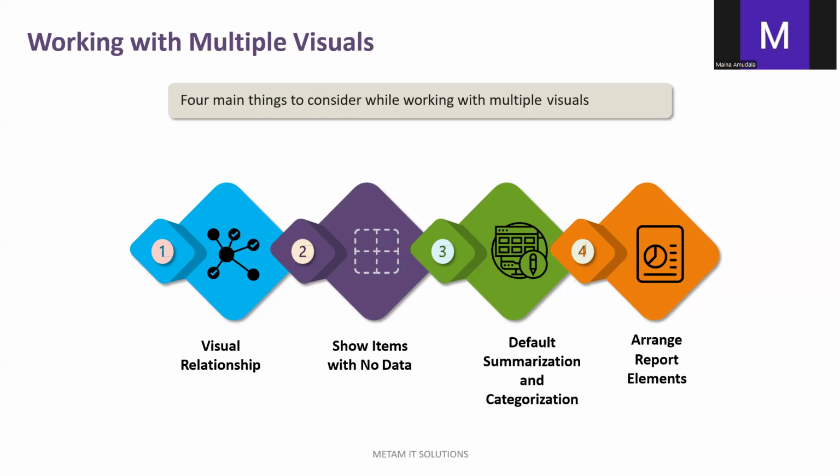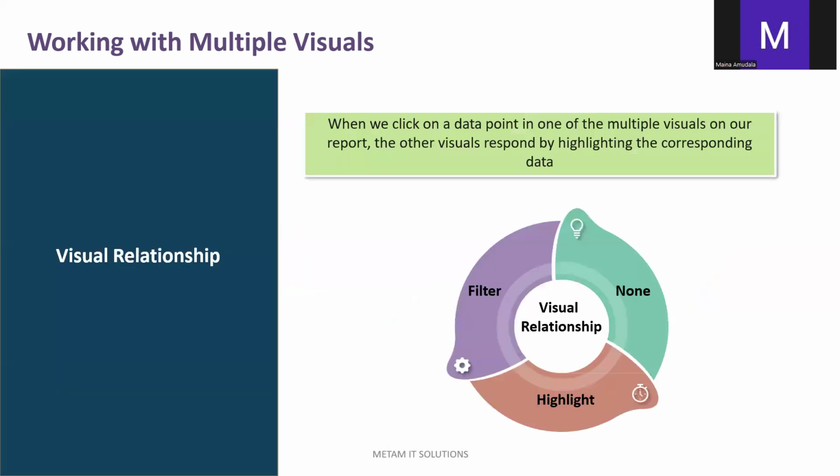The first is visualize relationship, and the next is working without data. If I don't have any data, how can I see the representation? And if we have default summarizations or categorizations based on the data, how do we see them, and how do we arrange the reports and report elements in a dashboard? So let's see visualize relationship.